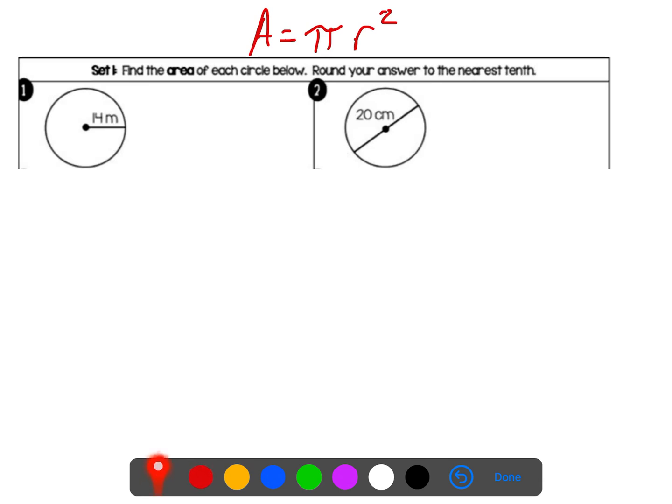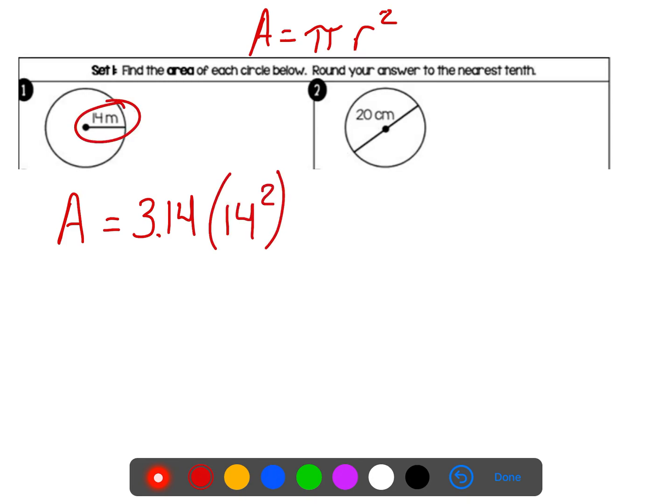So when we were finding circumference in the first 5 or 6 lessons, we needed to know the diameter of the circle. Now we're working the other way, and we want to know the radius. Here it's already identified for us in problem number 1. So all I'm going to do is take my formula. Again, for most of these examples, we're going to round pi to 3.14. And then I need to multiply that by my radius squared. So multiplying by 14 squared, or 14 times 14.